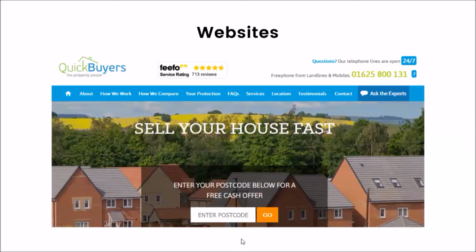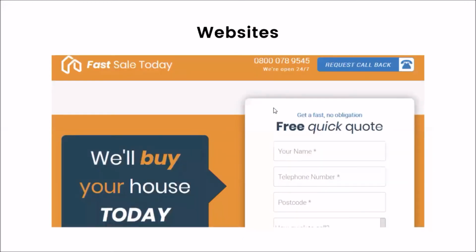It probably will lead me to another page, not necessarily staying here, if I'm expecting to stay here. Enter your postcode below for a free cash offer. Okay, it will probably take me to a form that's going to be grabbing some more details from me, and later on is when I will get a call back from the salespeople of this company.